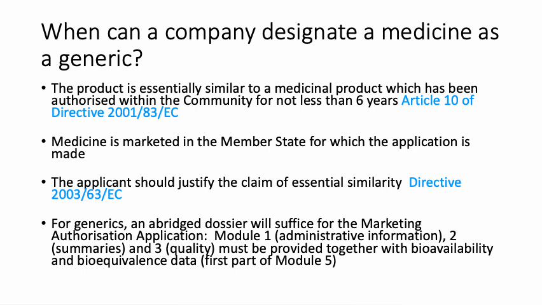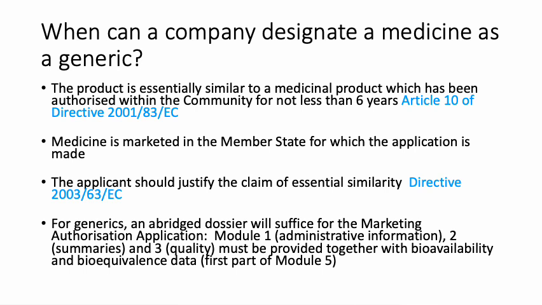So when can a company designate a medicine as a generic? This is the regulation, Directive 2001/83/EC, and a company can introduce a generic if the product is essentially similar to a medicinal product which has been authorised in the community for not less than 6 years. The medicine is marketed in the member state for which the application is made.